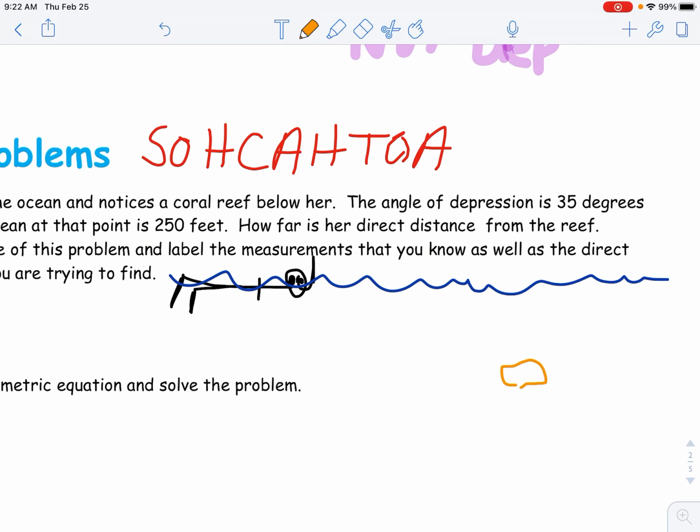Coral reef. This makes me think of Finding Nemo, one of the most overrated Disney movies of all time. It's not that good of a movie.